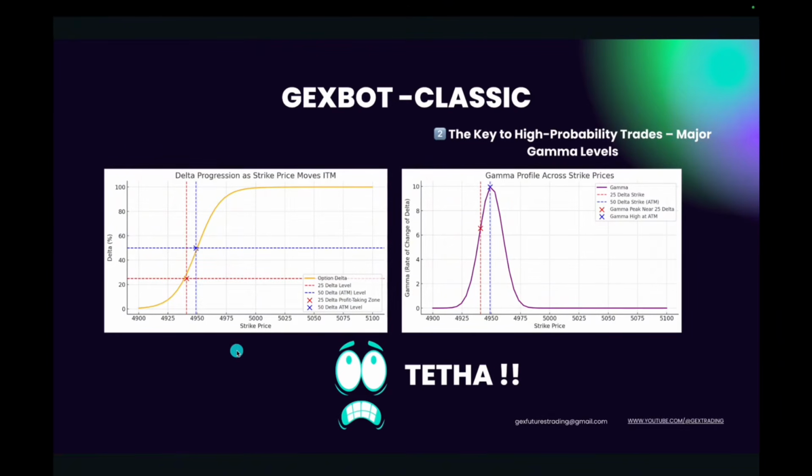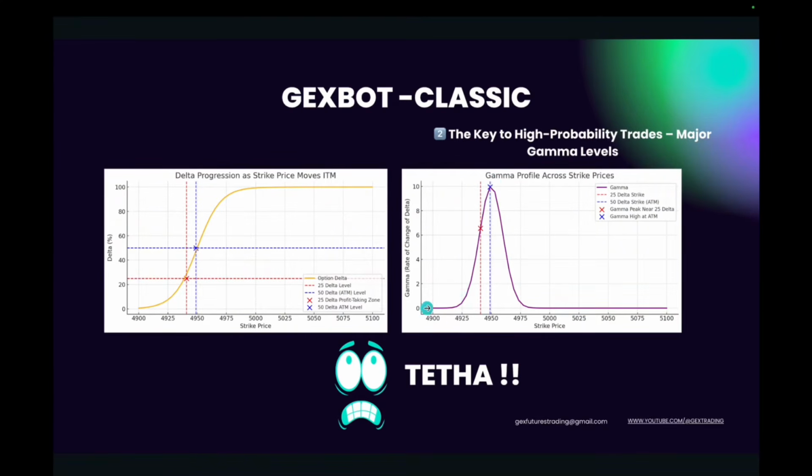But for 0DTE, and remember, we are trading 0DTE options, or I mean, we're not trading 0DTE, we're following the guys who trade 0DTE options because we trade in the futures market. So for these guys trading 0DTE, they have something which is the gamma profile, right?